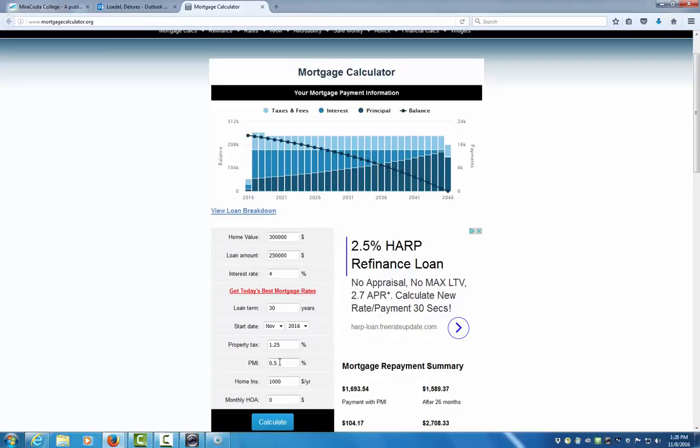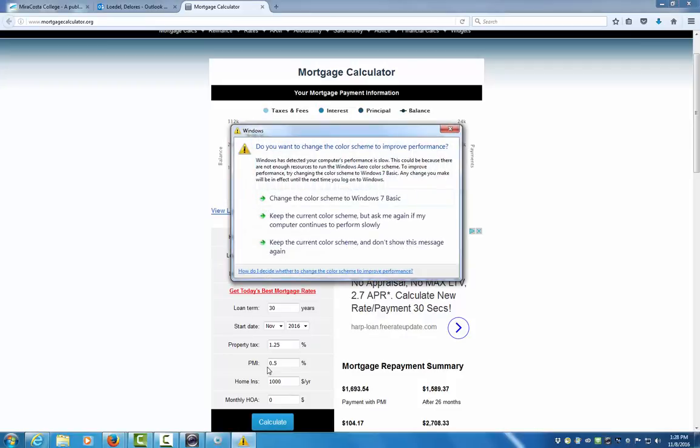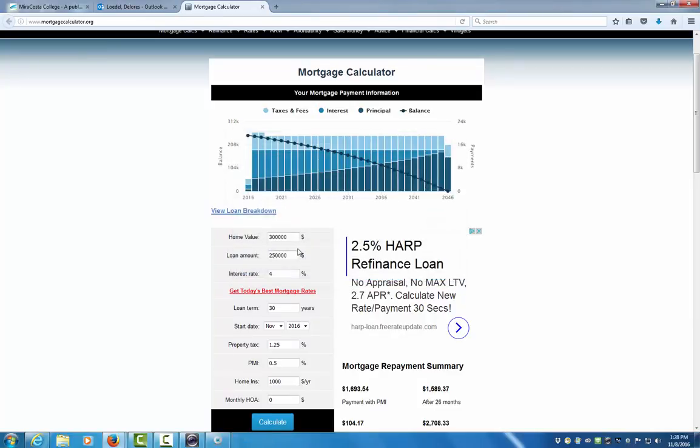So anytime you put down less than 20% as a down payment, the bank, the financing company, will require you to pay this insurance until you have paid down 20%. That's why this PMI is in here, because it looks like we only paid $50,000 down, which is less than 20% of the home value. And they also put the home insurance in here. There is no HOA, so they did not put that in there.